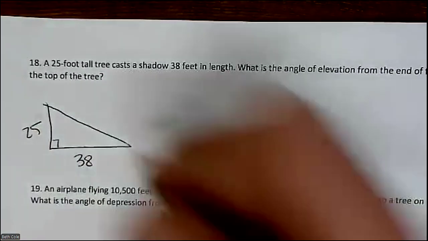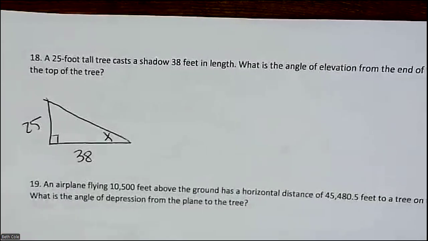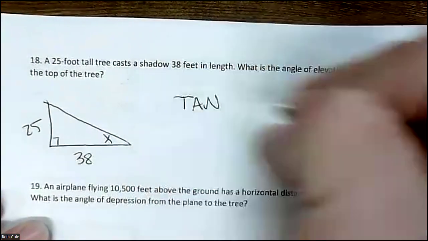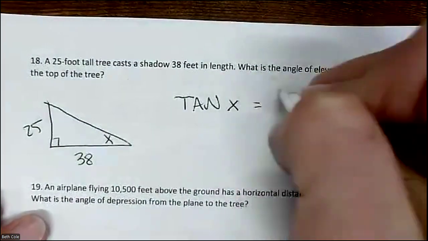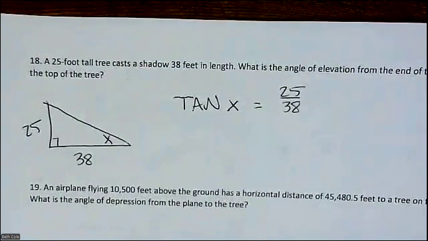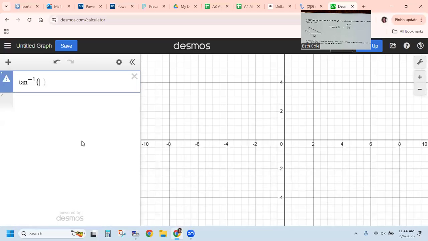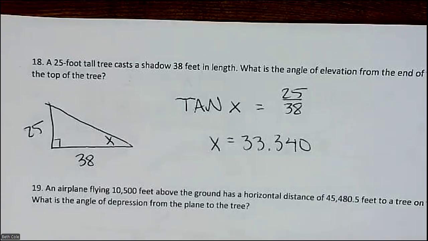That's 38. We want the angle. So that's X. No, because we need an angle. Tangent of X, good job. Because that's the thing you're missing. So when I go to type that one, I'm going to go in here to my functions, and they're right up front, so they're easy to find. Tangent inverse 25 over 38. So it is 33.340. Now be really careful, because I think it said feet in the problem, but we found an angle.